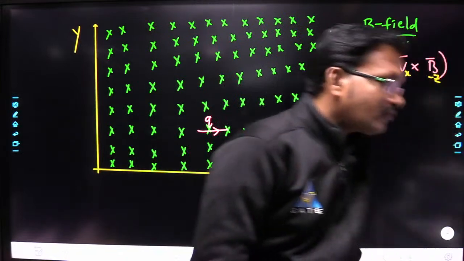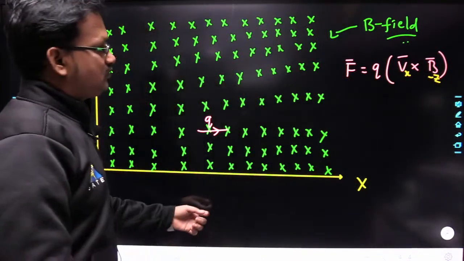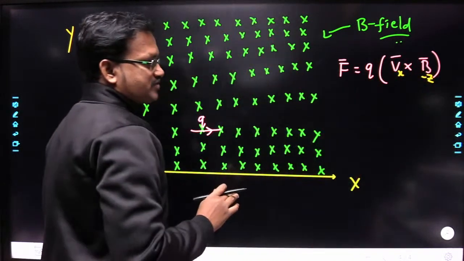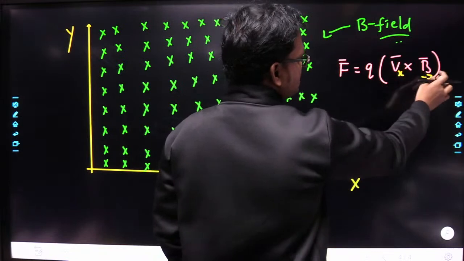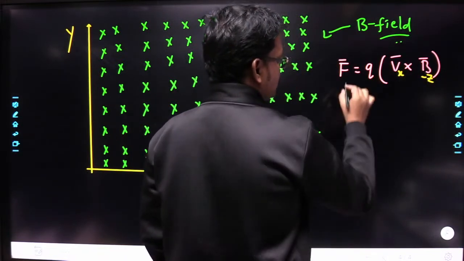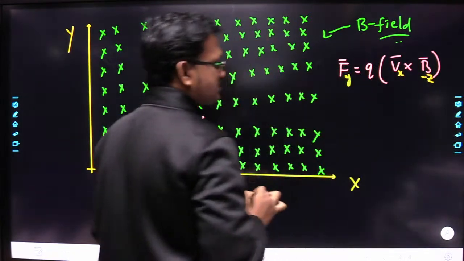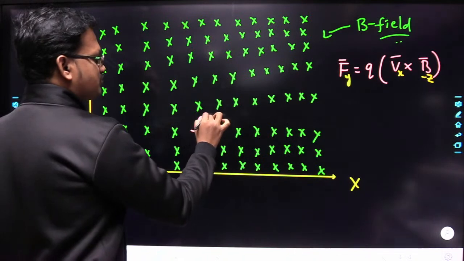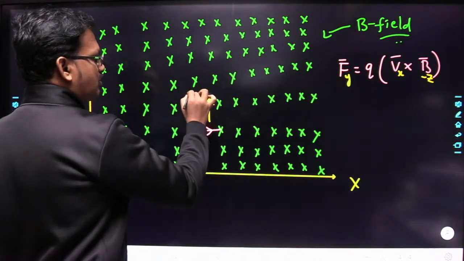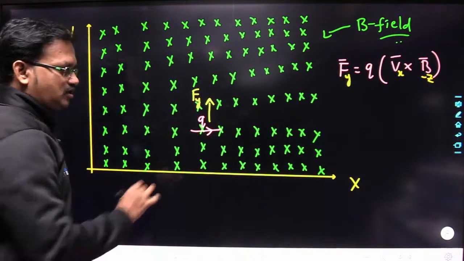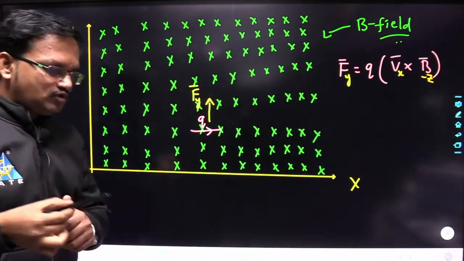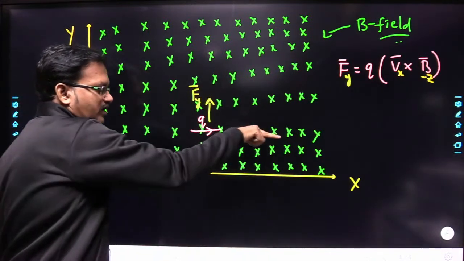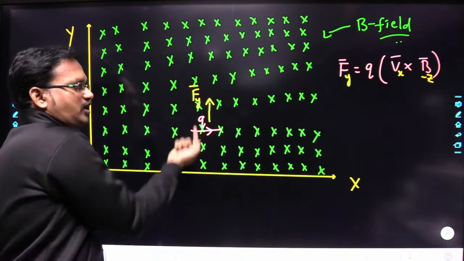Okay. So velocity is in x direction and B field is in negative z direction. So what are you going to get? X cross minus z is plus y. So the magnetic force will be in which direction? Y direction. That means this charge is going to experience a force along y direction. Whenever it is moving like this, it is experiencing a magnetic force in upward direction.